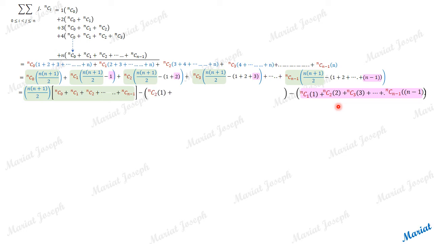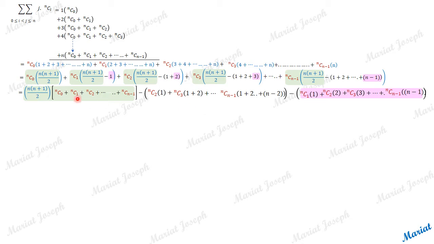Still we are left with a few more. That is 1 into NC2, 1 plus 2 into NC3. Then next will be 1 plus 2 plus 3 into NC4, etc. 1 plus 2 plus 3, etc., till n minus 2 into n minus 1, NCn minus 1. These are the terms.